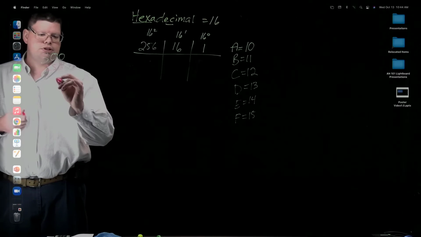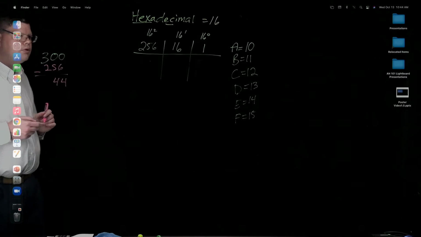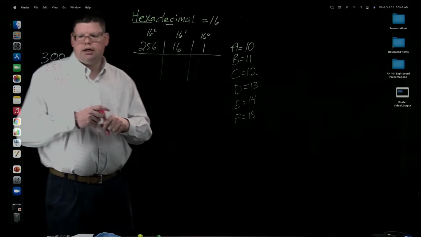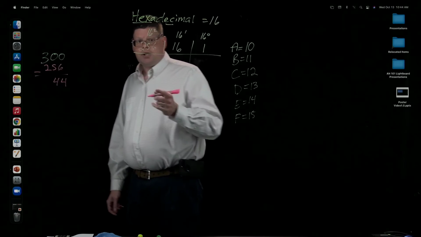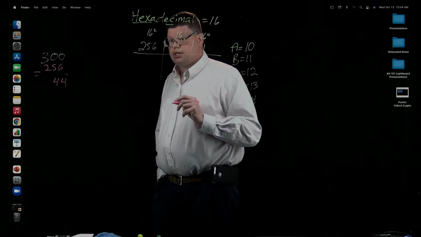And always put your numbers in. They should be positive numbers. If you're punching it in and getting a negative number, you're punching it in backwards into your calculator. Okay, so we can use this 256 column.